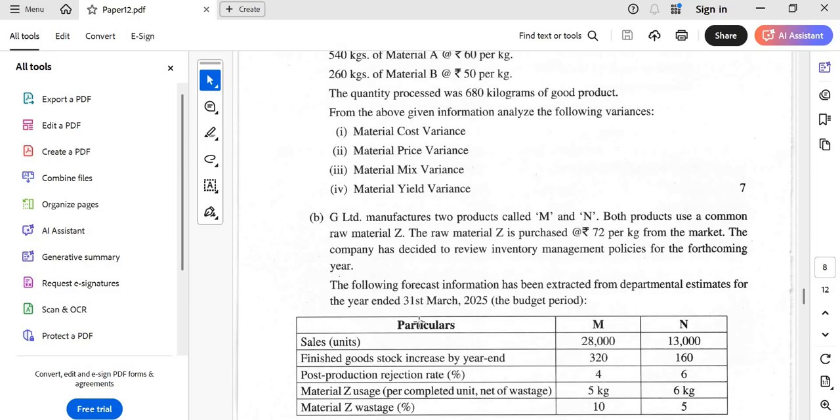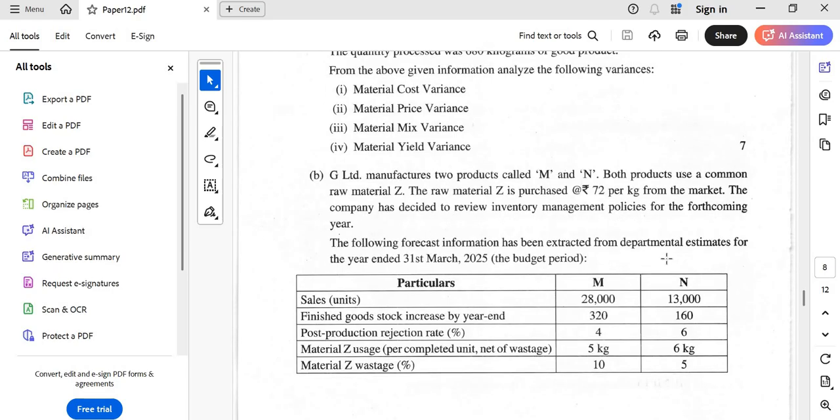Question number 6B. G Limited manufactures two products called M and N. Both products use a common raw material, acid. The raw material acid is purchased at 72 rupees per kg. The company has decided to review inventory management policies for the forthcoming year. The following forecast information has been extracted from department estimates for the year ended 31st March 2025.